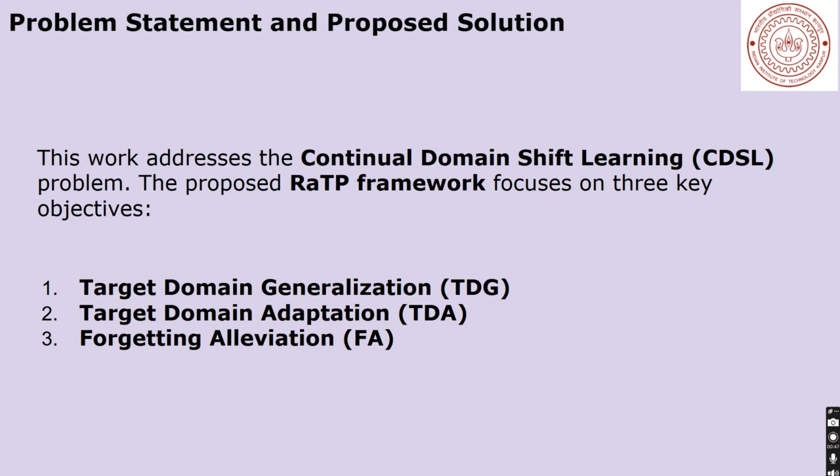The proposed RATP framework focuses on three key objectives. The first one is target domain generalization (TDG). It enhances performance before and during the training on unseen domains. The second one is target domain adaptation. It ensures strong performance immediately after the training. And the third one is forgetting alleviation. It maintains performance on previously trained domains.